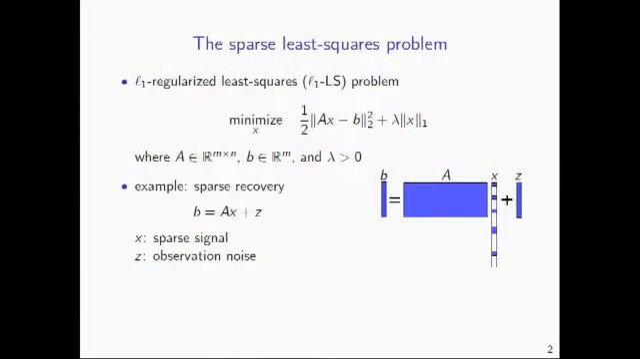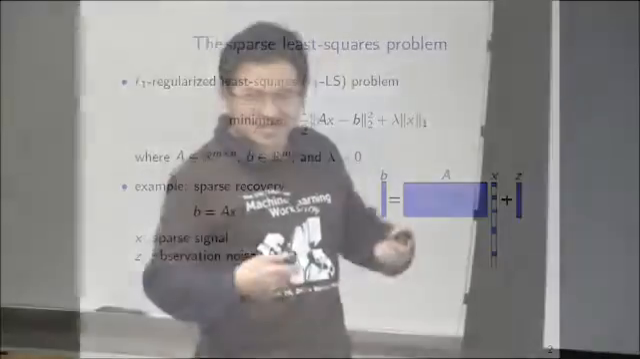Here, A and b are the problem data, and lambda is the regularization parameter. Let's look at a concrete example about sparse recovery. We have seen lots of talks. That's good for me. I don't have to explain too much.